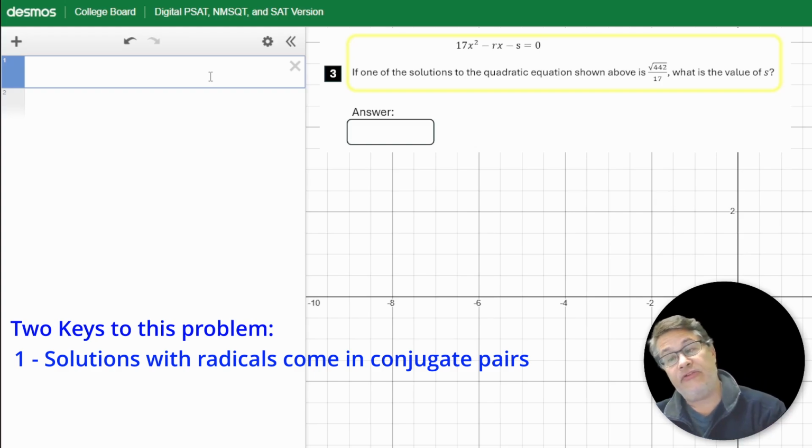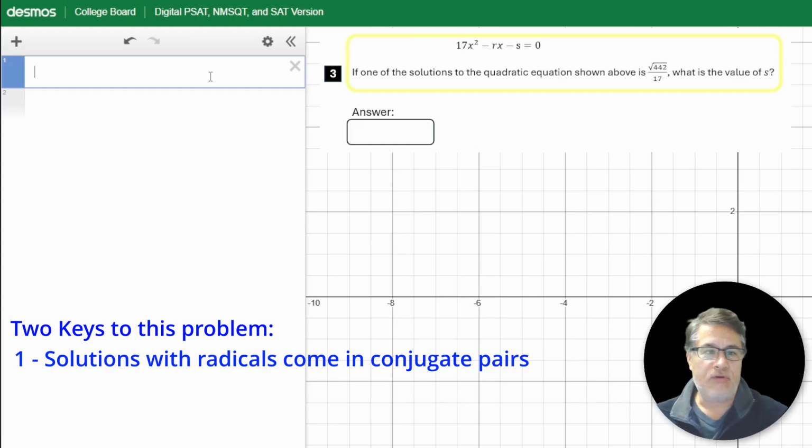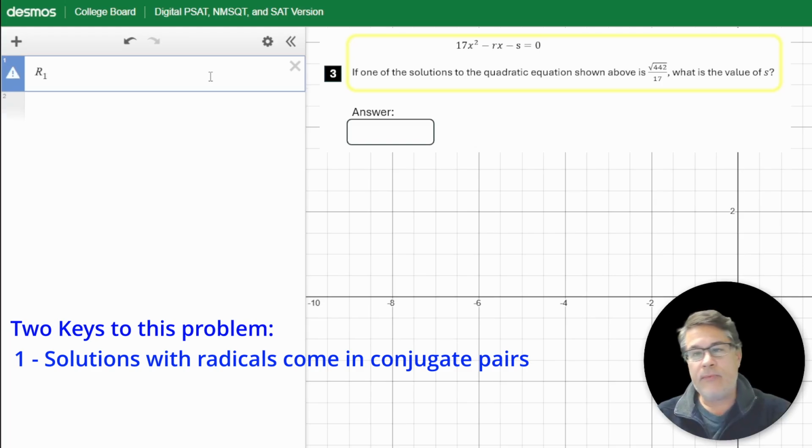That's just a consequence of when you look at the quadratic formula, you have negative b plus or minus the square root of b squared minus 4ac all over 2a. So if you only have the square root component, then it must mean that you have the plus or minus of that, thanks to the quadratic formula. So the bottom line is I'm going to say that R1, by the way, to get a subscript, you literally type the number immediately after the variable, is going to be equal to the square root of 442 over 17. I'm just saying that one of the solutions or one of the roots is exactly that.